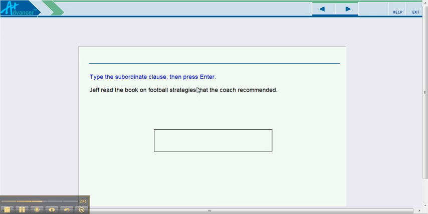However, if I just read this clause, that the coach recommended, that doesn't make sense. So you know it must go together with another piece, the main clause, in order to form a complete sentence. So I type that the coach recommended.